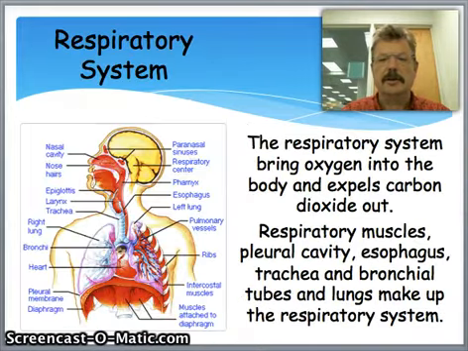The respiratory system brings oxygen into the body and expels carbon dioxide out. Respiratory muscles, the pleural cavity, esophagus, trachea, and bronchial tubes and lungs make up the respiratory system.